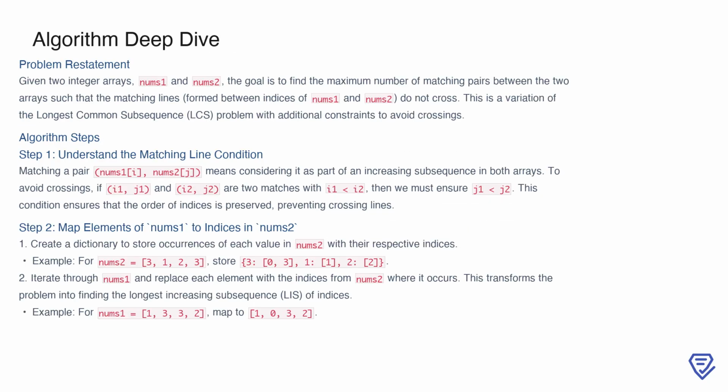To solve the problem, the goal is to find the maximum number of matching pairs between two arrays, nums1 and nums2, without forming crossing lines. This is essentially a variation of the longest common subsequence problem, but here we have the extra condition of preventing crossings. To ensure lines don't cross, we need to preserve the order of indices. For two matches (i1, j1) and (i2, j2), where i1 < i2, it must also be true that j1 < j2. This ensures that the matches form an increasing subsequence in both arrays.